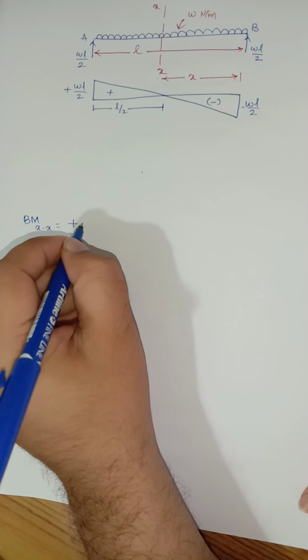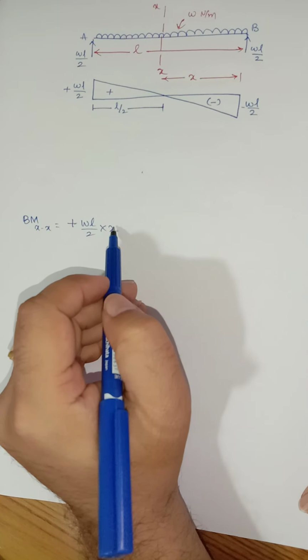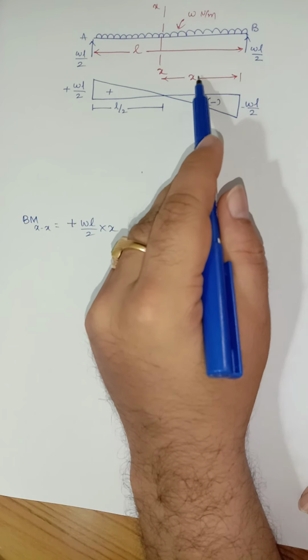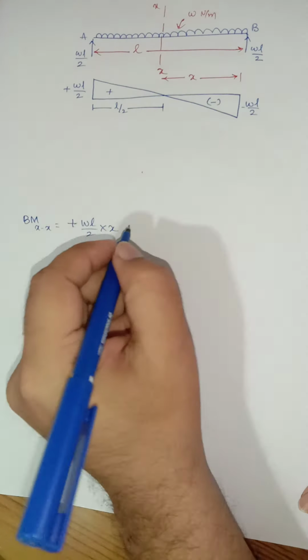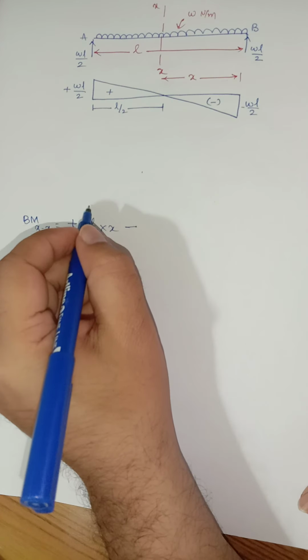So I'm going with WL by 2 first. So this is positive WL by 2 multiplied by X. Force multiplied by perpendicular distance. This is force and this one is perpendicular distance. Next, minus for UDL. This is for the point load.